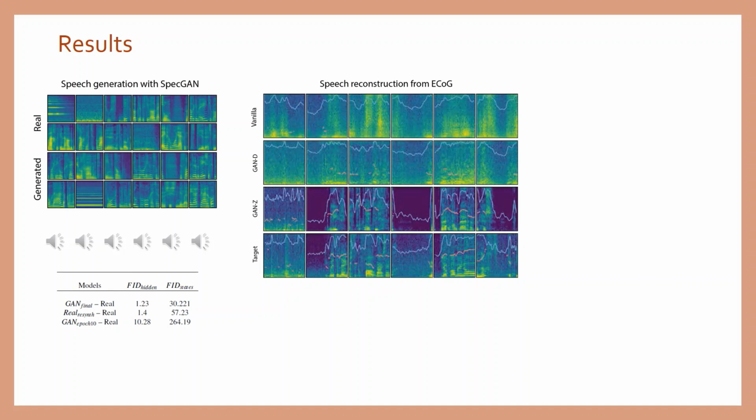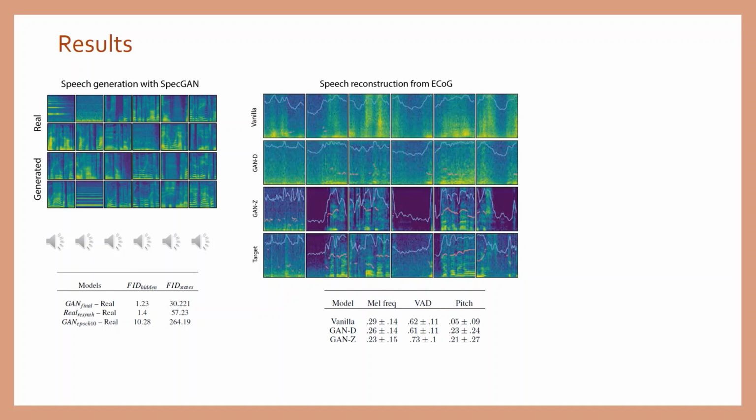Second, we compared sound reconstructions obtained with vanilla, GAN-D, and GAN-Z neural decoders. We found that models that were directly trained to predict spectrogram values, such as vanilla and GAN-D, reconstructed low-level features of spectrograms better compared to GAN-Z. On the other hand, the GAN-Z model detected speech boundaries and reconstructed pitch more accurately compared to the other models.